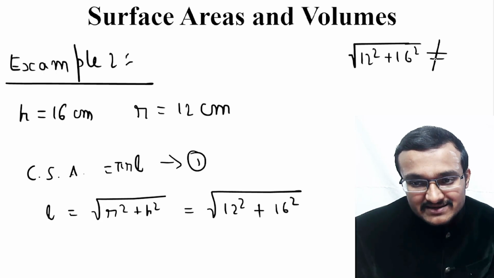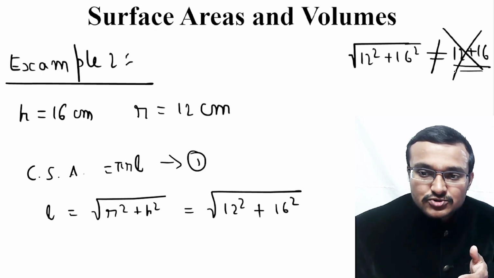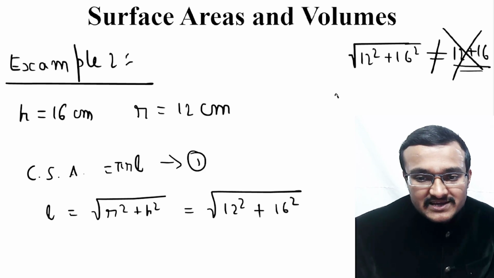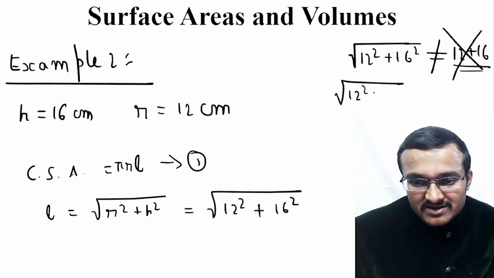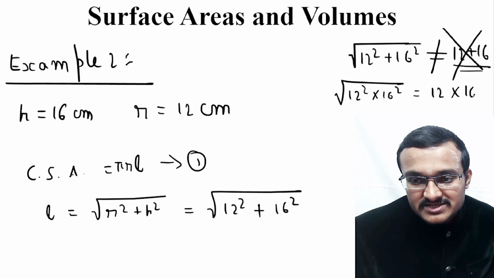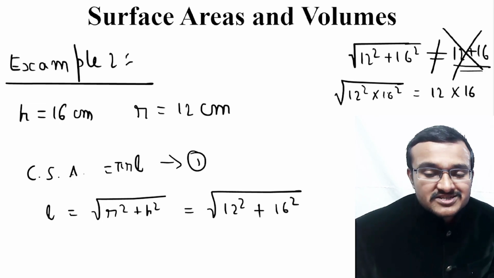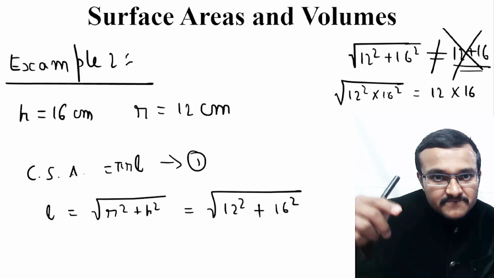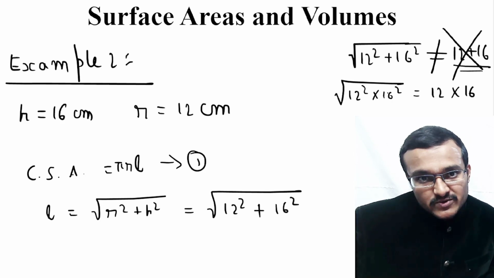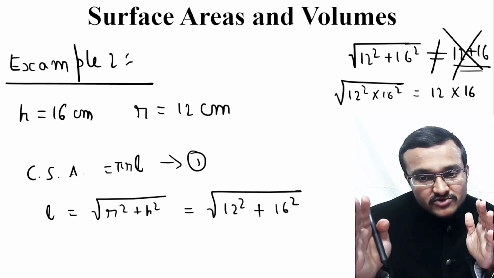So you can't write this as 12 plus 16. This you should not do. Only if it is 12 square into 16 square, then you can write this as 12 into 16. You can take square root individually, because 12 square into 16 square will be square root of 12 square into square root of 16 square. So you can split the square root for both of them.